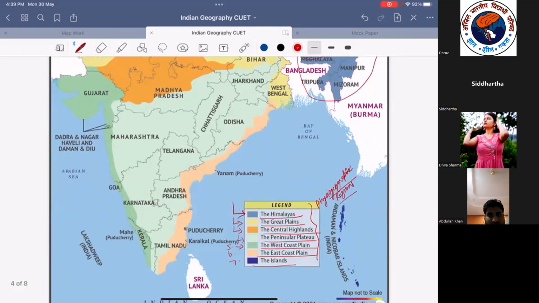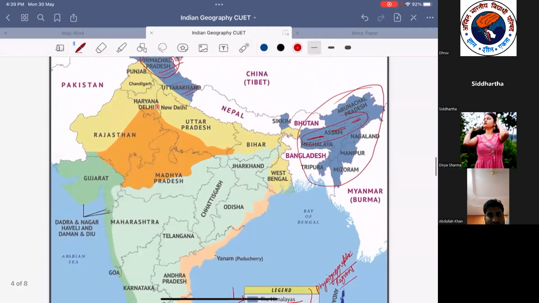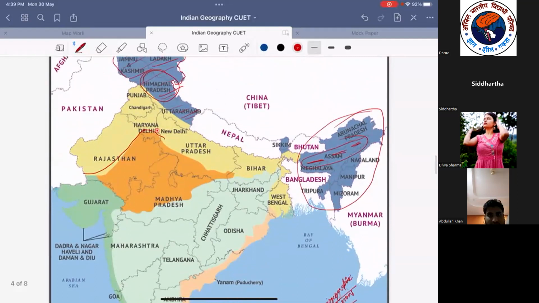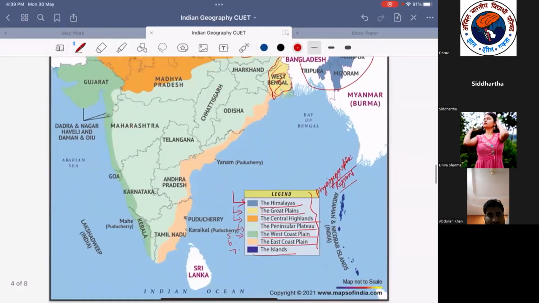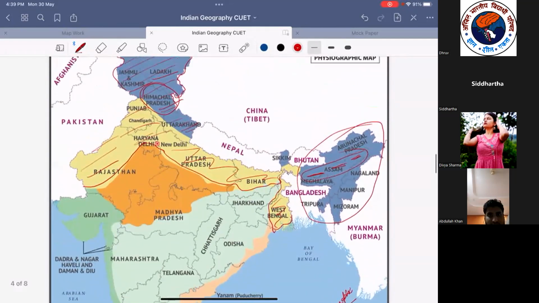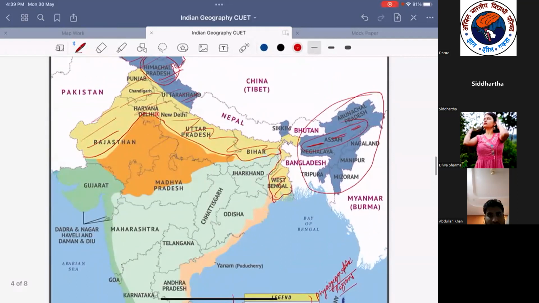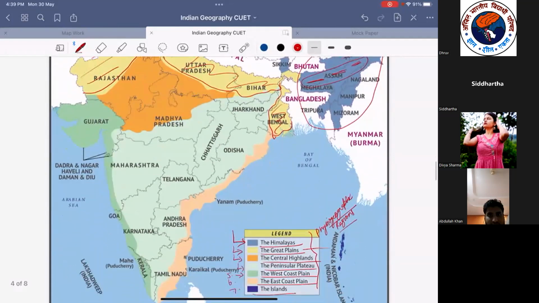Then talking about the Great Plains, starting from Rajasthan covering Chandigarh, Punjab part, Haryana part, and UP, Bihar, West Bengal, including this whole area. Rajasthan area, Punjab area, UP, Bihar, West Bengal, this falls under Great Plains. The landform or the physiogeographic region that covers these areas is these Great Plains.